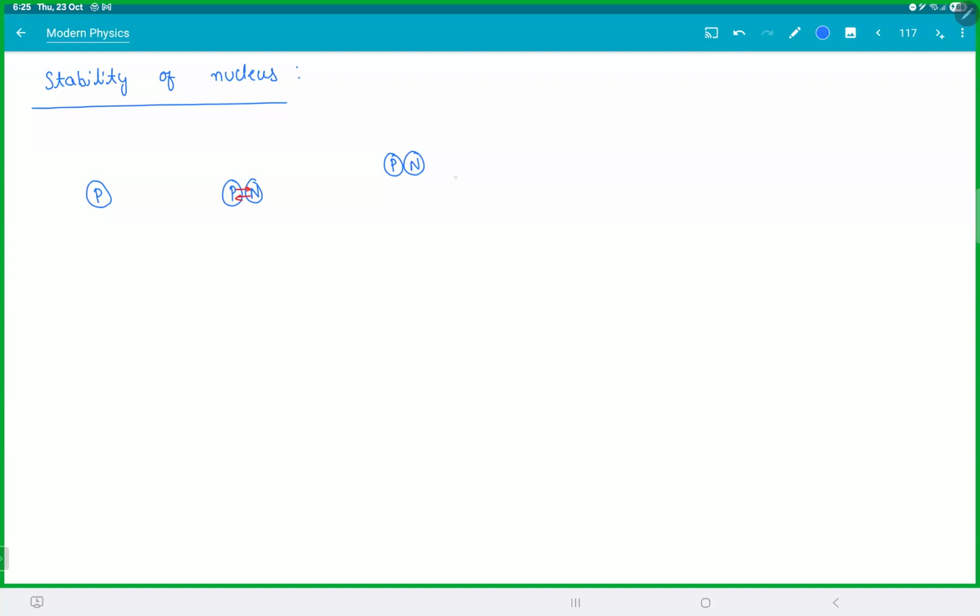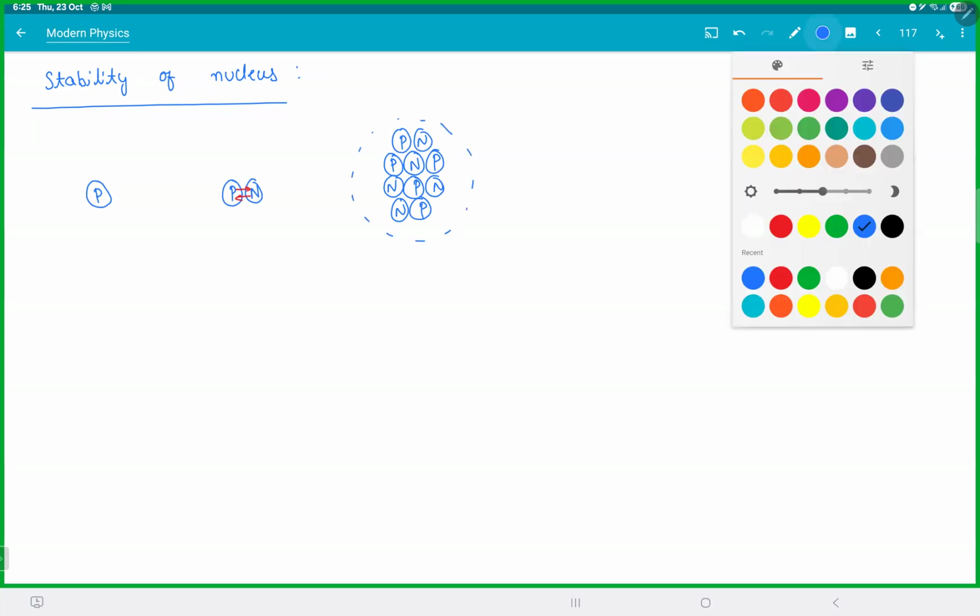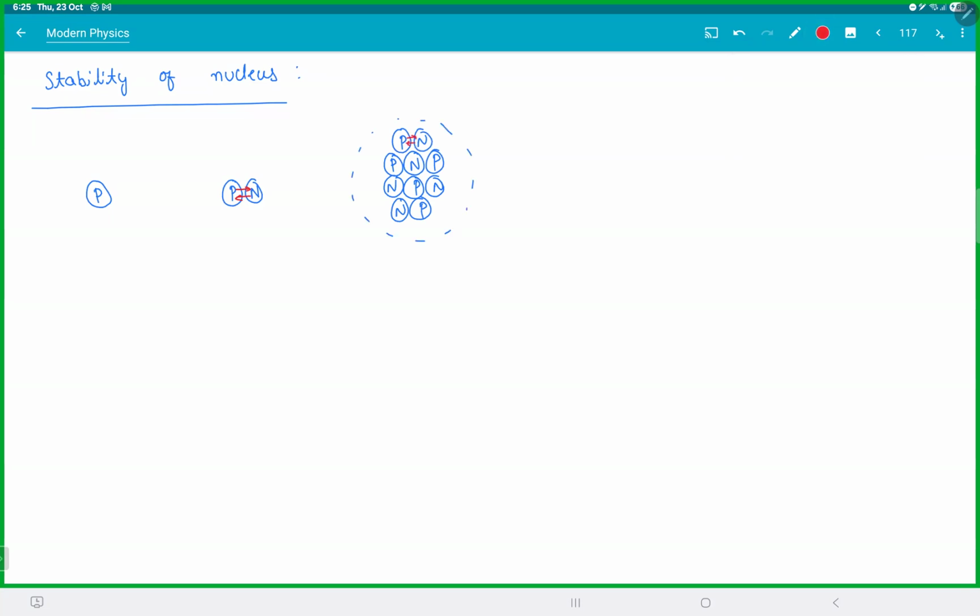So once you have a bunch of protons and neutrons, the stability actually bumps up a lot. There is more interaction. So there is more nuclear force. So this thing gets more packed and there is more stability.